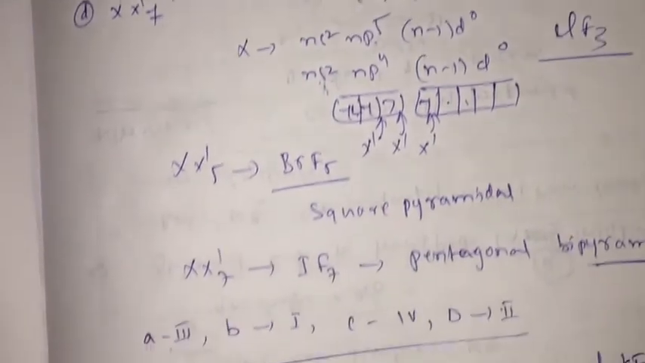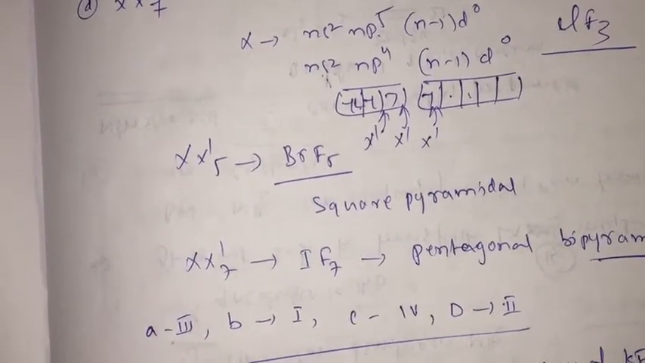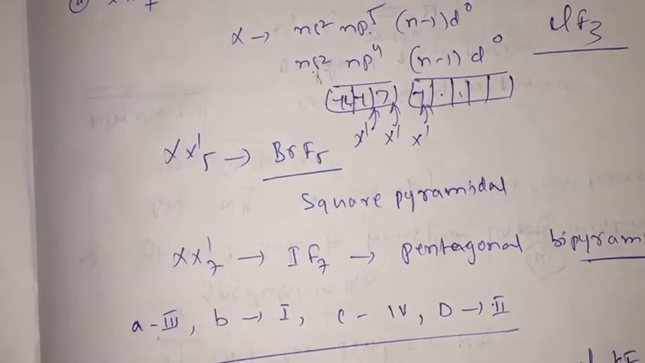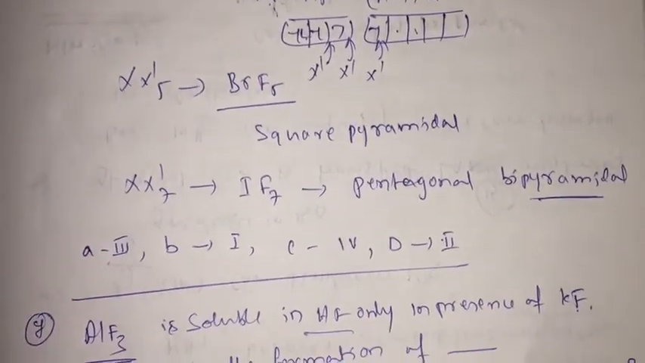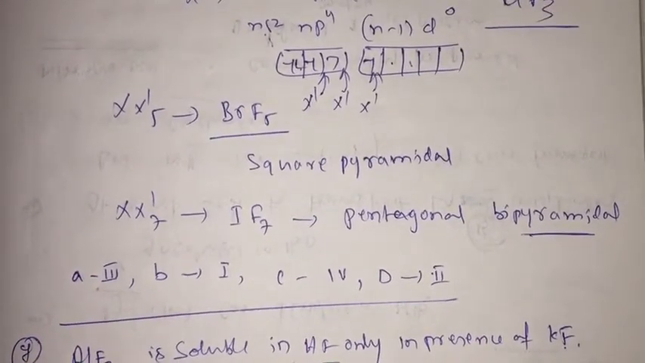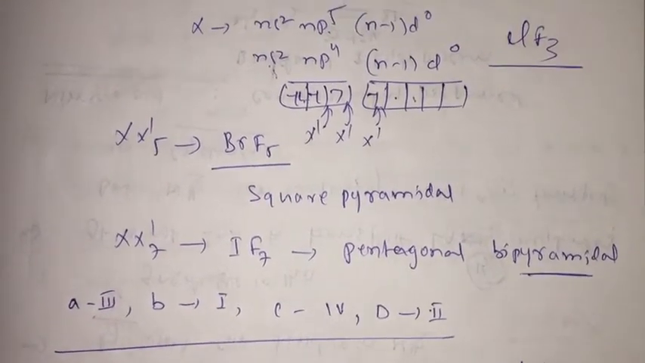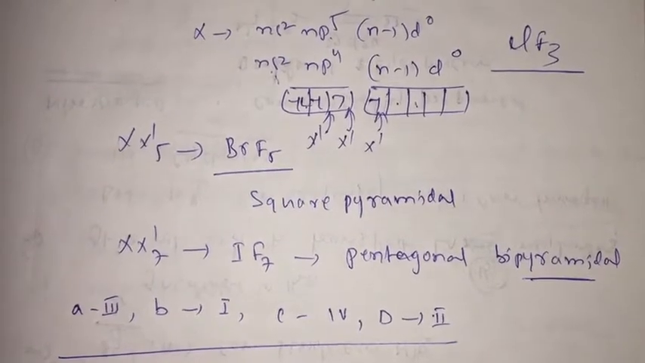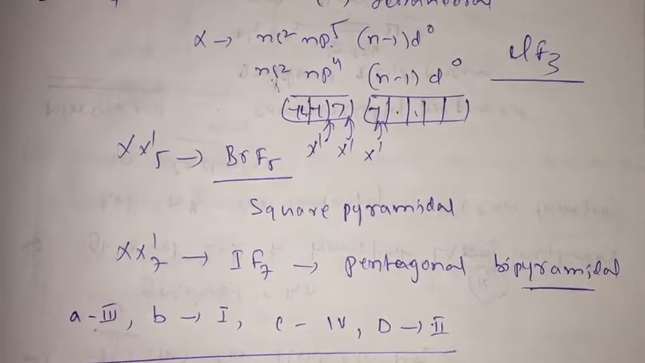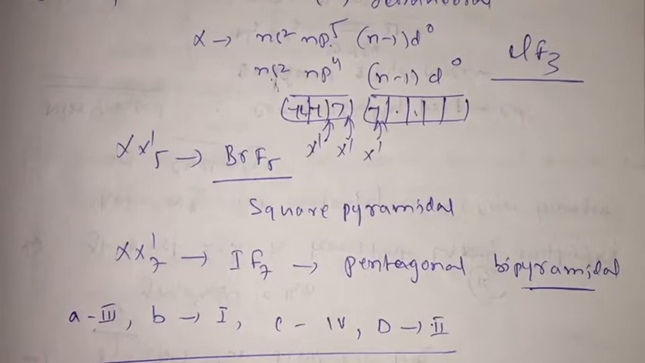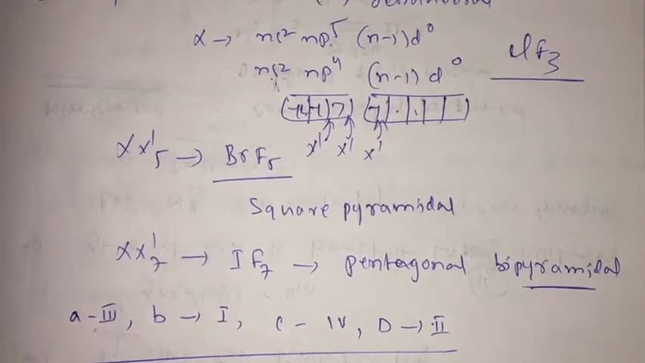Then next is X dash 7, means that is similar to what here? IF7. This is similar to what here now? Okay, IF7. This case, that is the pentagonal bipyramidal structure. Okay, this will have the pentagonal bipyramidal structure. Now matchings you have taken, you got idea. A matches to 3, B matches to 1, C matches to 4, D matches to what here? 2 again. Now see next question.